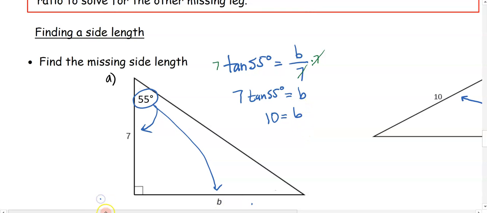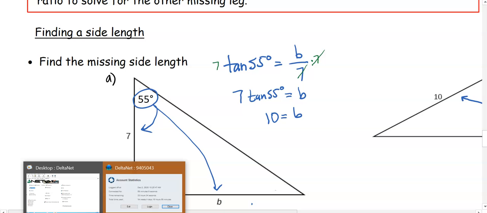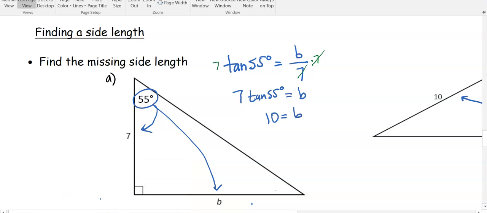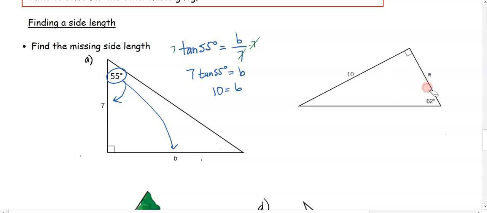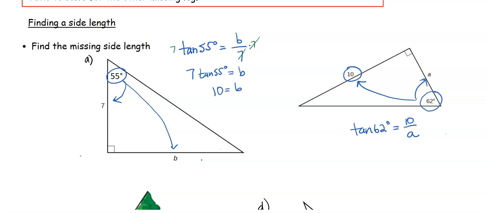Okay, so that's what happens when, let's just zoom out so I can see everything. Let's try this next question over here. So if I was to write this one out, I would get, here's my angle, the tan of 62, the tan of my angle equals, I'm just following my formula, what I taught in the beginning, opposite as compared to adjacent. But this time a is on the bottom.